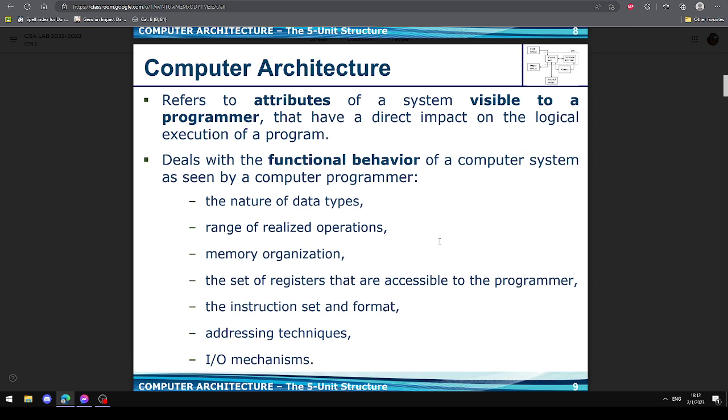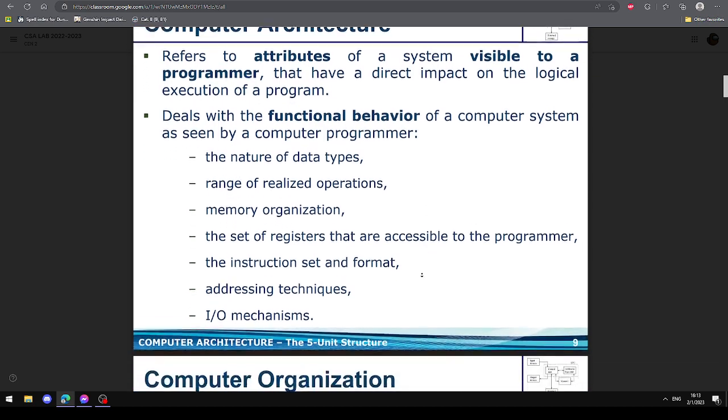The nature of data types, range of realized operations, memory organization, the set of registers that are accessible to the programmer, the instruction set and formal addressing techniques, I/O mechanisms.